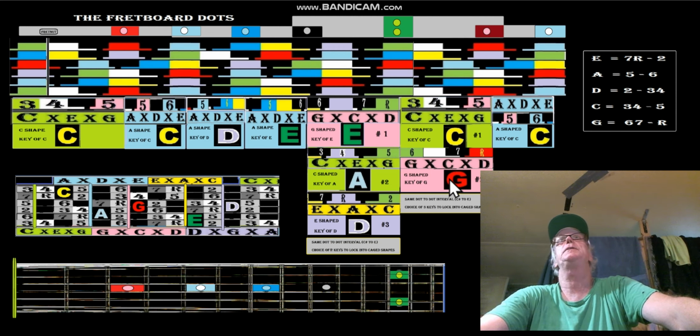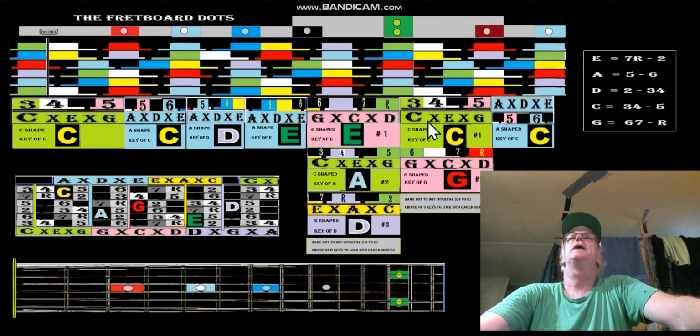We can add the G because we can access the lone wolf 7. So we've got the C shape, just a repeat octave over there, but we can also do the G shape because we can do the pattern there, the full diatonic scale.